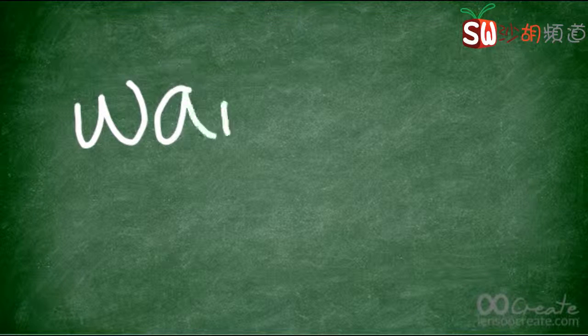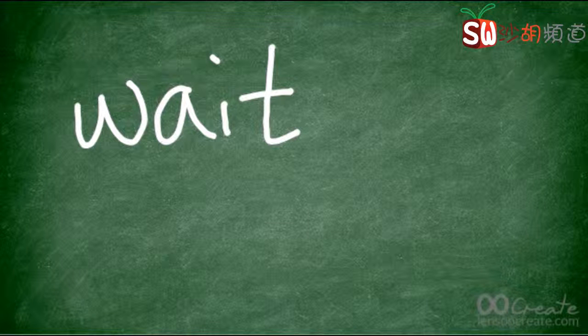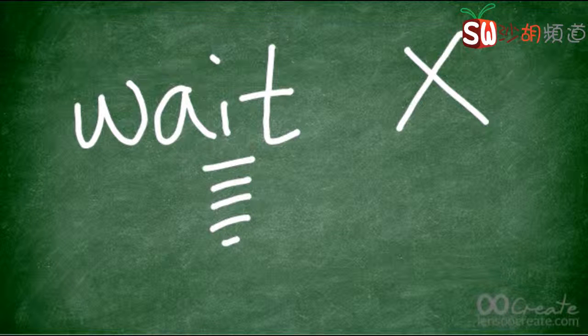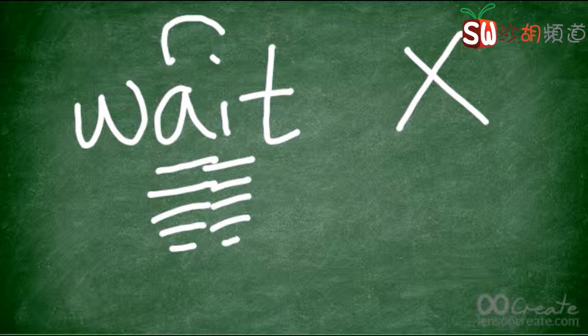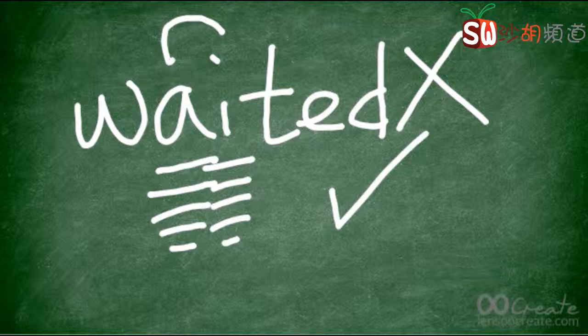One more exception. For example, waited. A, E, I, O, U here. Do we need a double t? No. Because we have 2 vowels next to each other. So we just add e-d, okay.